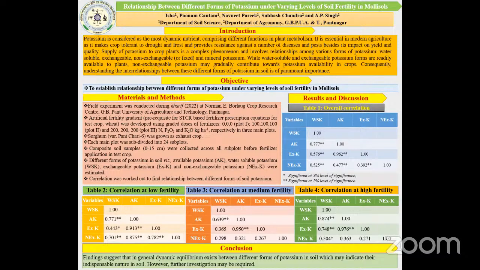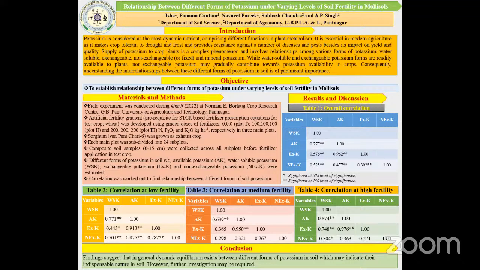Afterwards, if we are able to consider the contribution of non-exchangeable potassium as well, which is showing a highly significant correlation when we consider the overall plots, there may be a chance to develop better fertilizer recommendations and improve potassium use efficiency.